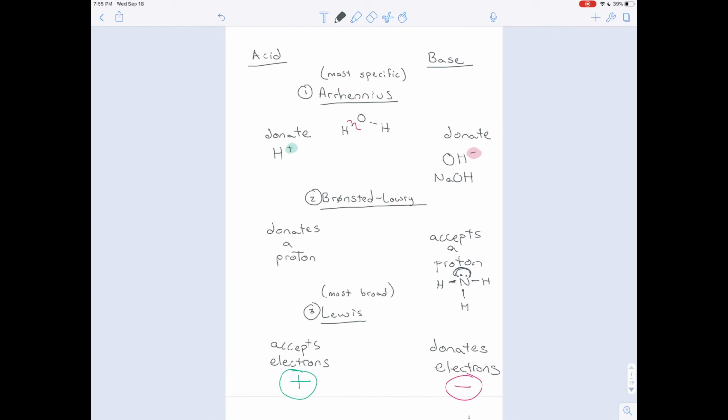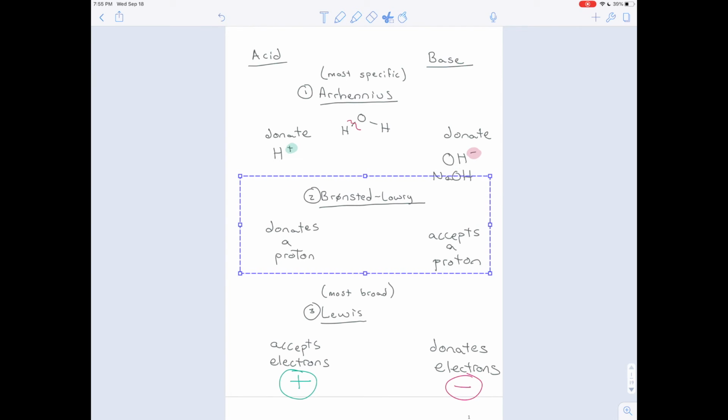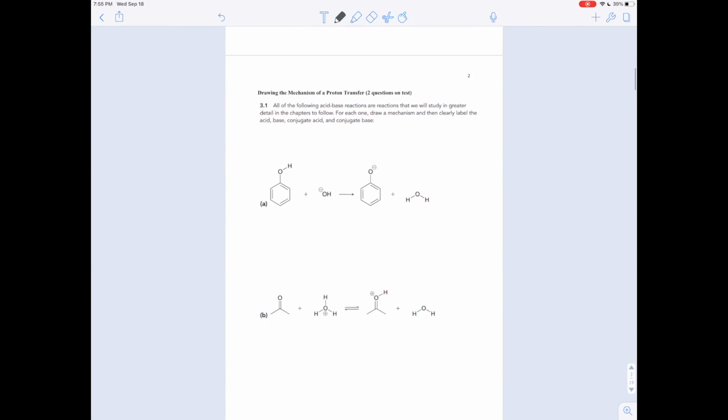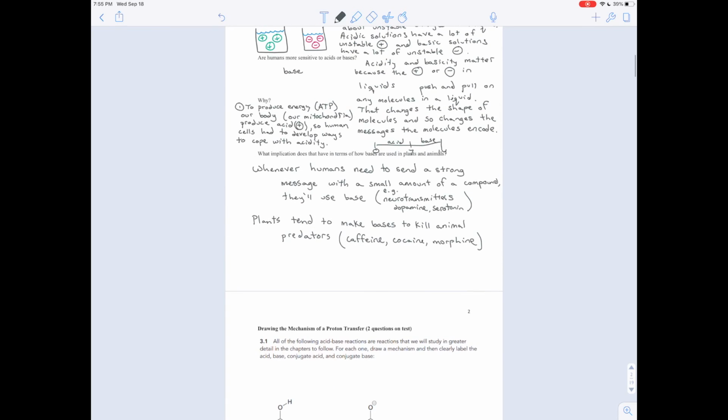So in the previous video, we talked about the concept of acids and bases and how you can recognize them in a solution. And we went over the specific definitions of acids and bases, and we're going to use those now. We're going to use this Bronsted-Lowry definition in order to recognize acids and bases in some reactions.